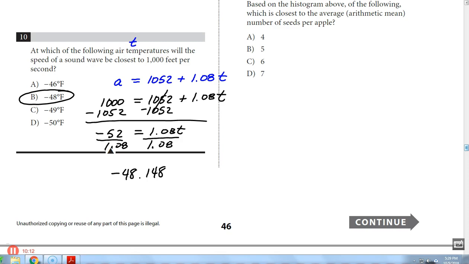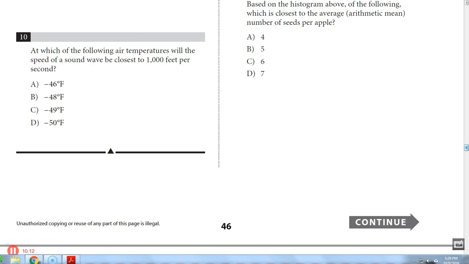I also could have used the equation that I had up above. I had an equation up above that basically said A minus 1052, all divided by 1.08, equals t. I already had that from number 9 up above. And basically I could have just stuck 1,000 right into this equation and solved it that way as well.